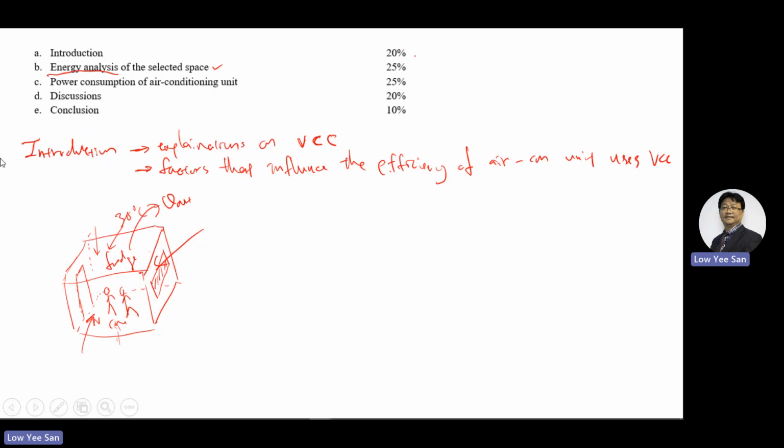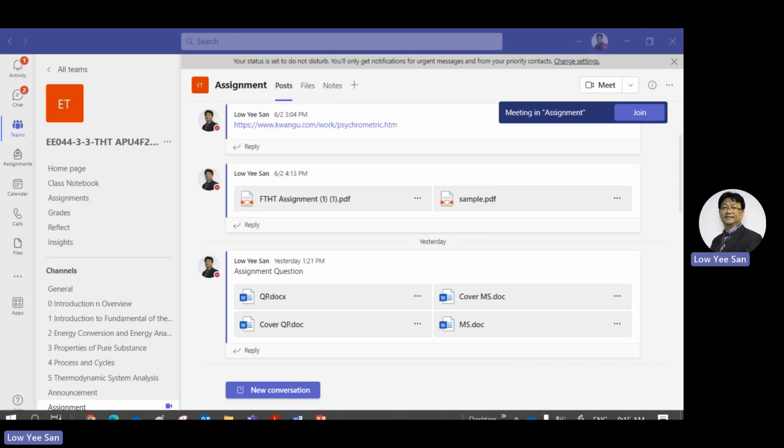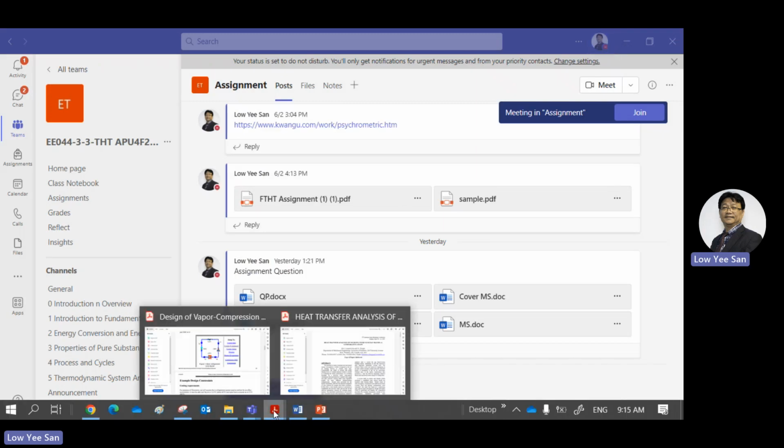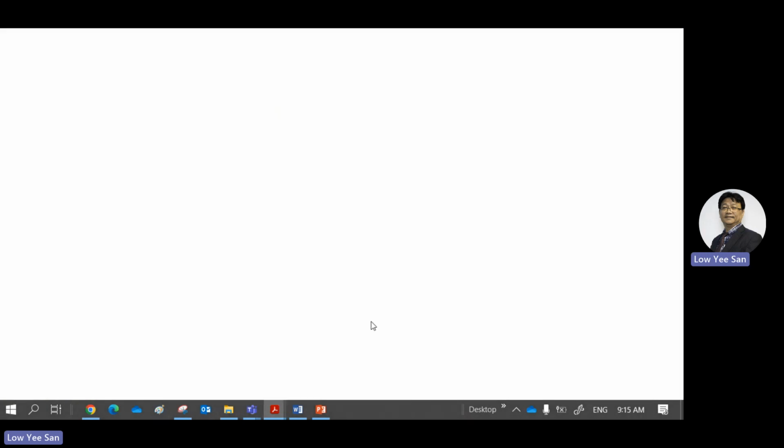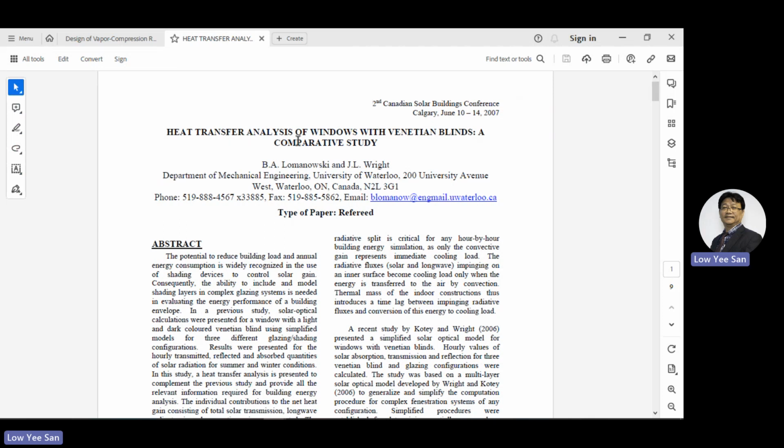Now, the heat from the sun that goes through the window, I already attached a journal for you to read. You can find it here in the assignment channel. You can just make use of this journal. You don't even need to go through the whole journal. This is a heat transfer analysis of windows with Venetian blinds, a comparative study. So you have blinds to cover the window.